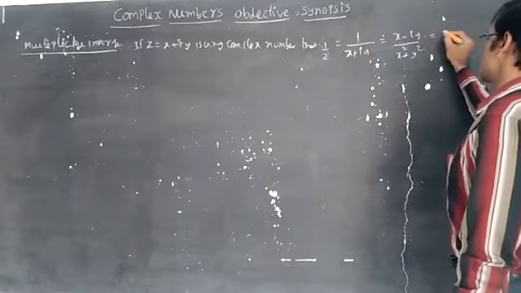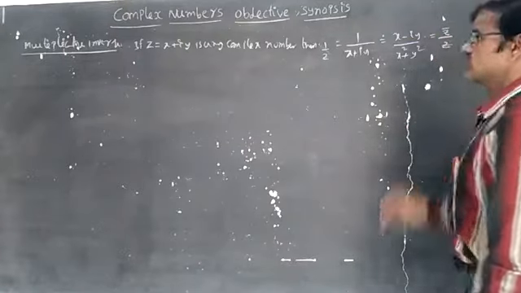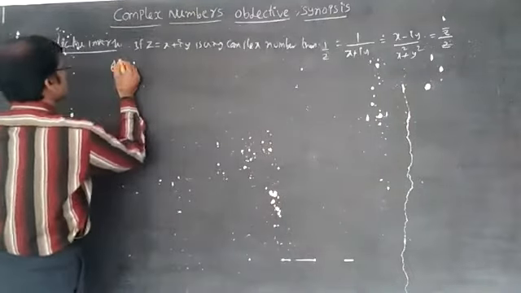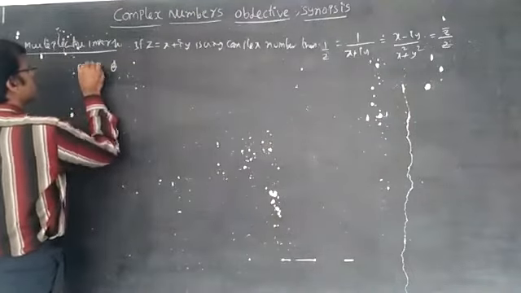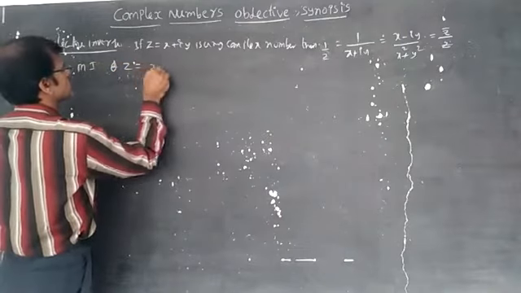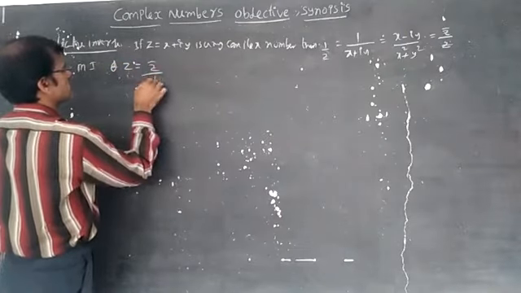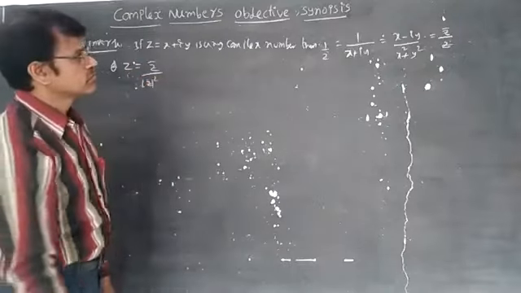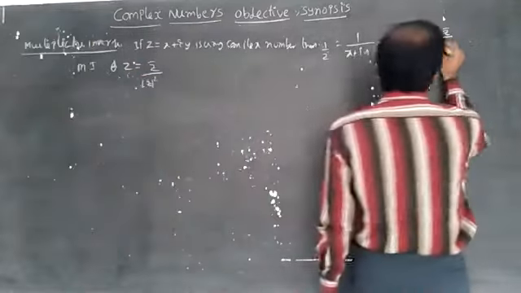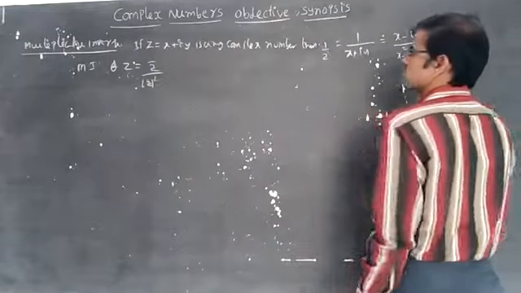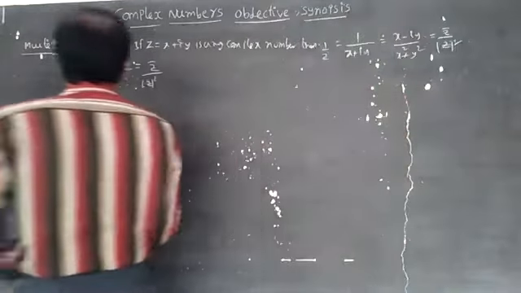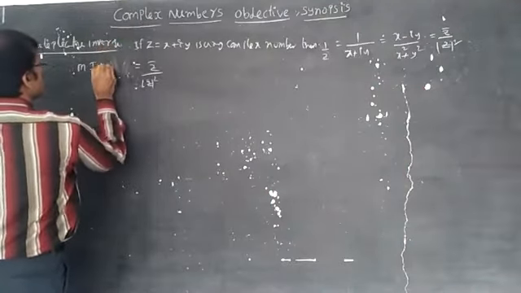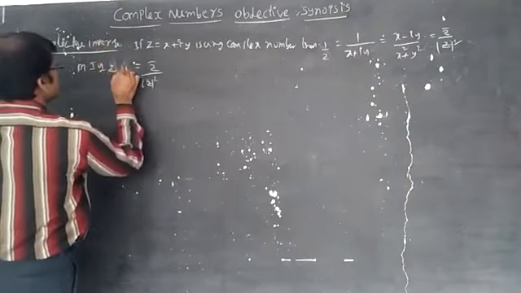This you can understand as z bar by mod z square. So this is the multiplicative inverse. The multiplicative inverse of z is equal to z bar by modulus of z square. You should not write it as modulus of z.